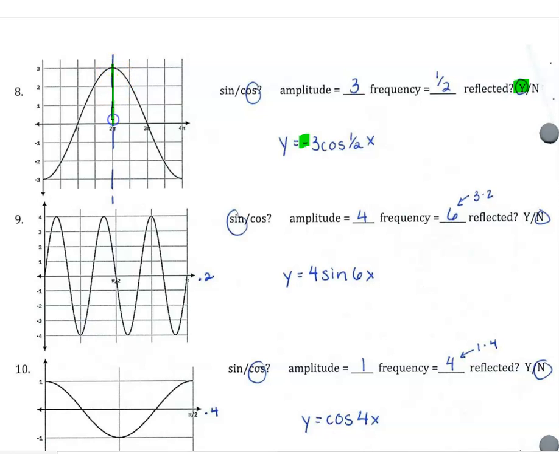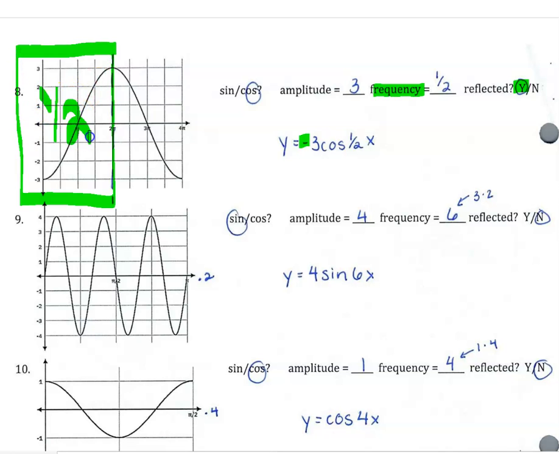Amplitude looks like it's 3. Now the frequency is where things get a little bit tricky. Frequency is always, again, in reference to 2 pi. Here's what's nice: you can actually pull 2 pi off of the graph. I am only seeing 1/2 of this cosine curve over the course of 2 pi units, which is why my frequency is now 1/2, which is what you're seeing right there. Put it all together, that's your equation.